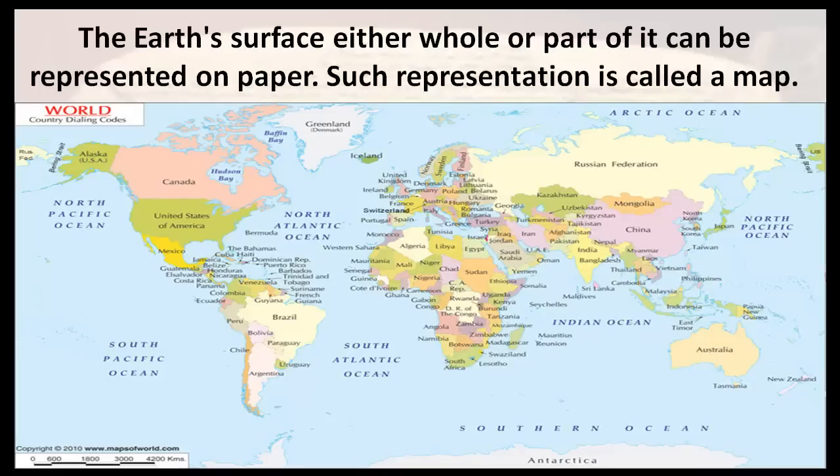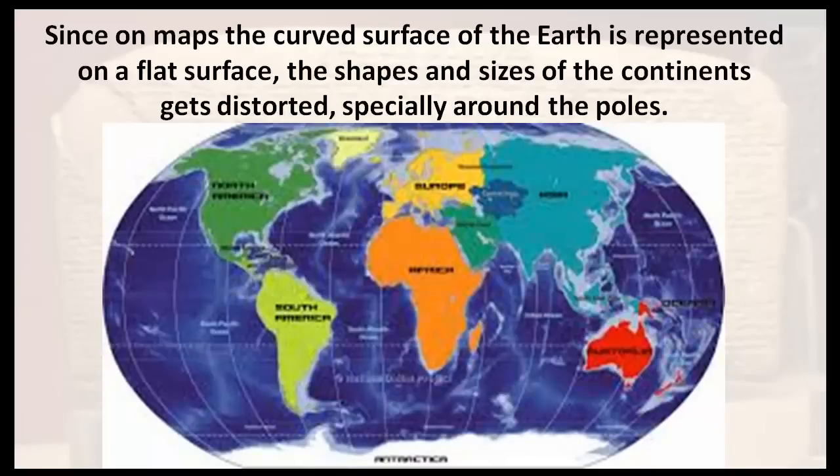The Earth's surface, either whole or part of it, can be represented on paper. Such representation is called a map. Since on maps the curved surface of the Earth is represented on a flat surface, the shapes and sizes of the continents get distorted, especially around the poles.